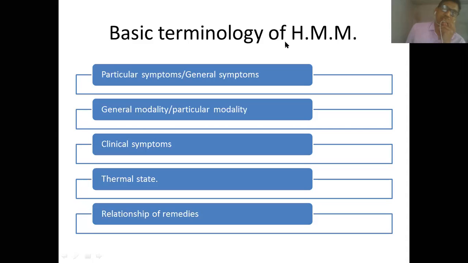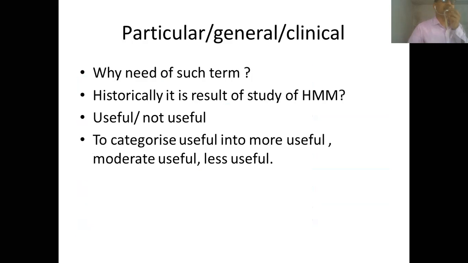Then we will also see a few more terminologies. Just now I have introduced these two terms, particular symptoms and general symptoms. We will focus on particular symptom and general symptom. These particular symptoms, general symptoms and clinical symptoms are very basic terminologies. One should never forget the meaning of these terms.